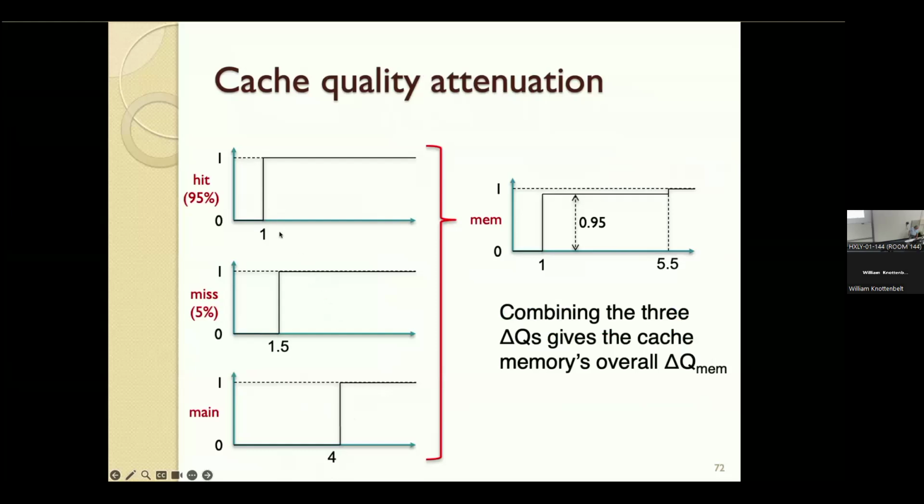So if we combine these three computed distribution functions using the equation I just showed you, this gives us this function here, where after one time unit, we have a 95% chance of success. And then after 5.5 units, we have a 100% chance. So this is the overall delta Q of the cache memory, okay? So this is an example using probabilistic choice. This typically we can show cache. Okay, let me show now another example.